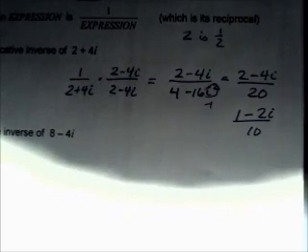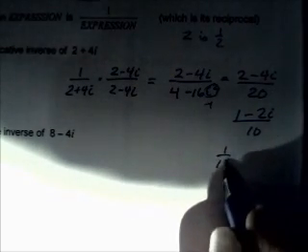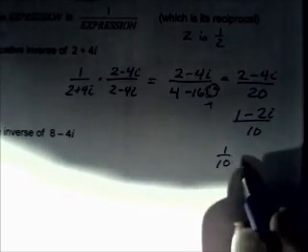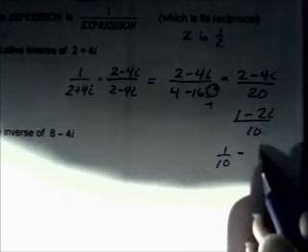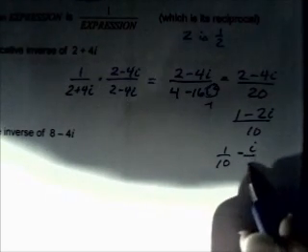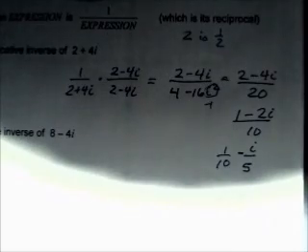Now we have to simplify, dividing each by 2. That's 1 minus 2i over 10. And let's split it apart. Real number part, 1 over 10, minus i over 5, or 1/5 i.